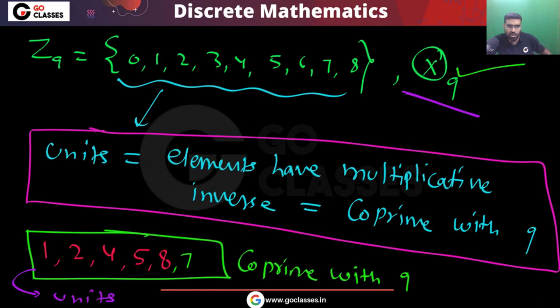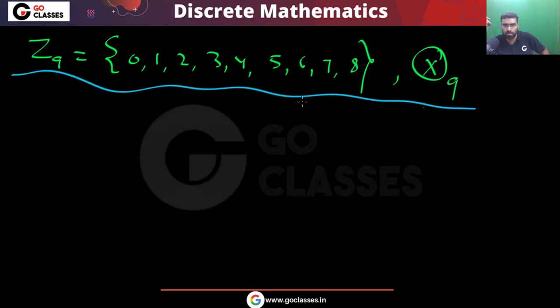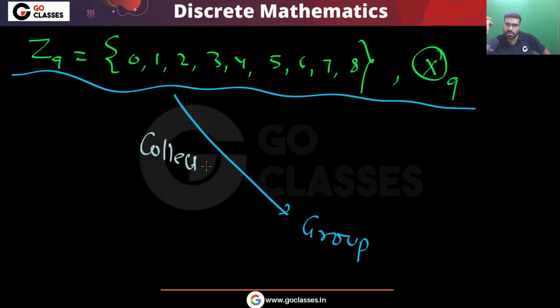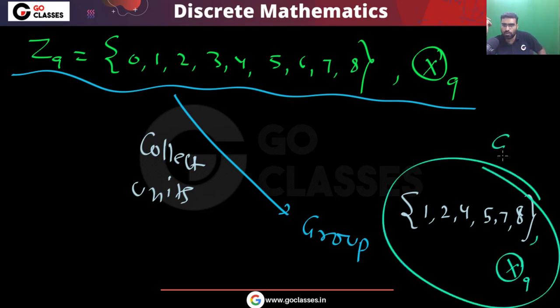Now, if you collect these, what will you get? If you want to create a group, this is not a group. If you want to create a group, then just collect the units. So what will you get? These are the units: 1, 2, 4, 5, 7, 8. Under multiplication modulo 9, this will be a group.